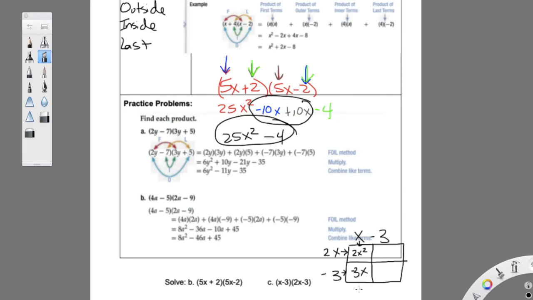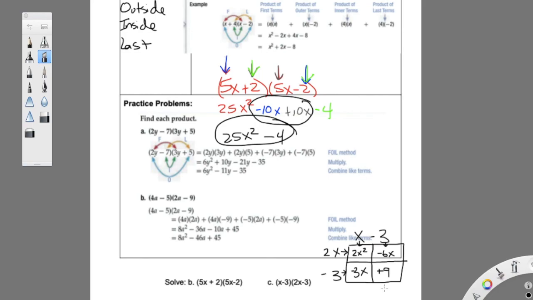And now we move over to this negative 3. Remember, that negative belongs to the 3. So I'm going to bring it down, and I'm still bringing this one over. I'm just moving to the next column here. So negative 3 times positive 2x, we get negative 6x. And then I keep bringing this one down, and I bring this one over. So I have negative 3 times negative 3, and I get positive 9.